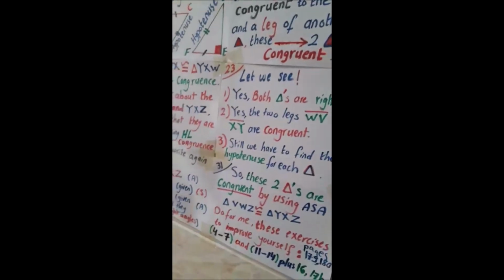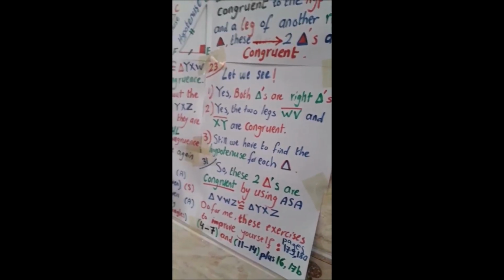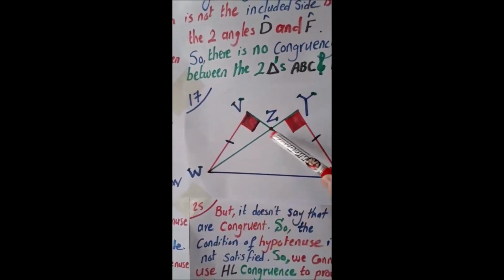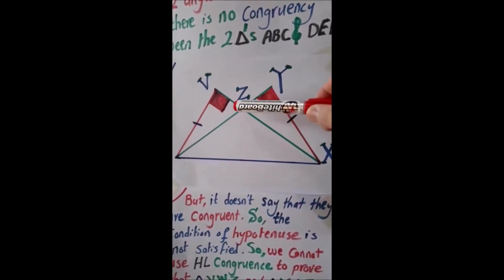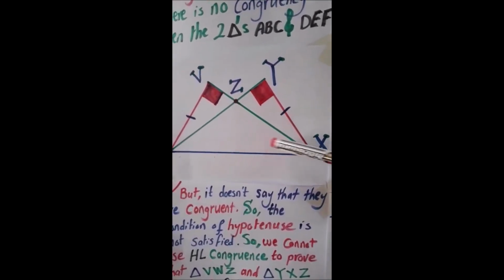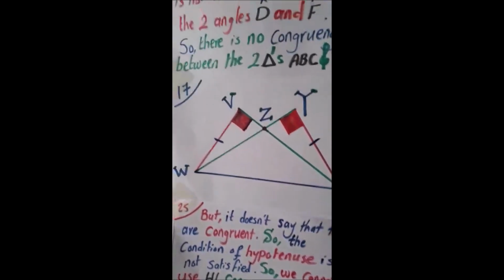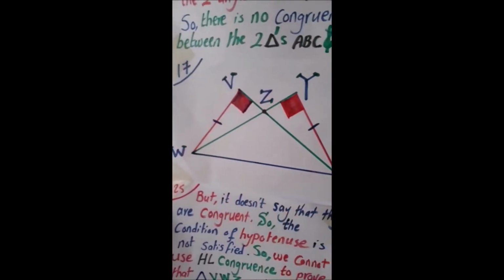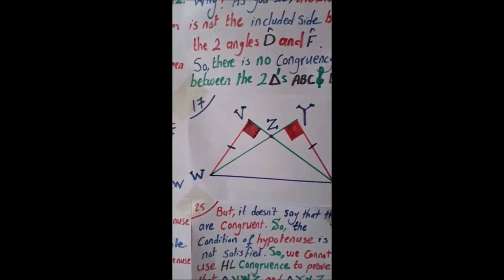But number 3, we still have to find the hypotenuse of each triangle. If you look at these two triangles, WZ is the hypotenuse because it's opposite to the right angle. And here the hypotenuse is ZX, because it's opposite to the right angle Y. But is it given that these two hypotenuses are congruent? No, it doesn't mention that these two are congruent.